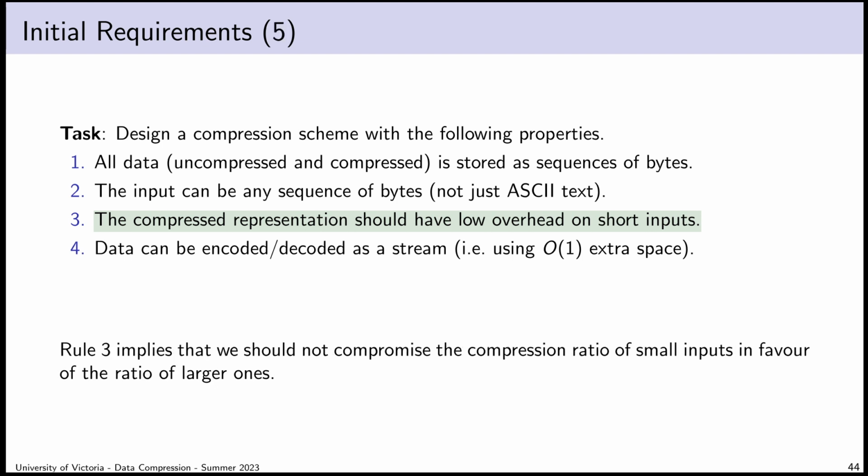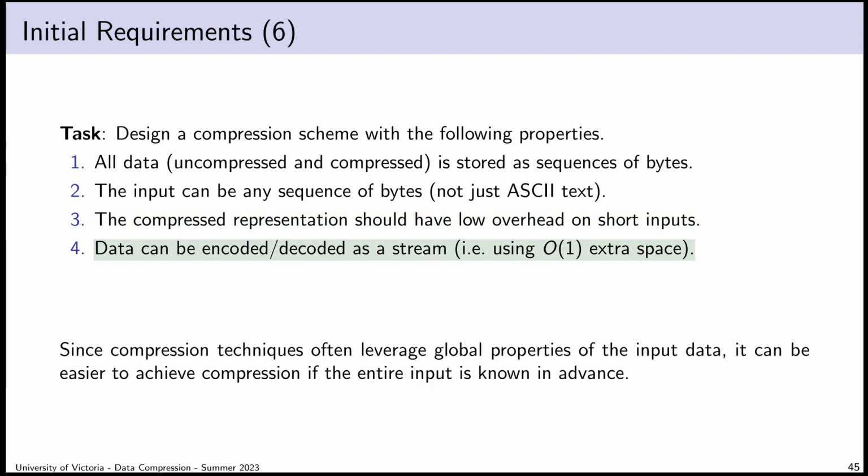So what we're saying here ultimately is, for this particular application, I don't want to compromise the compression ratio of small inputs just because I can get better compression on larger ones. I want it to ramp up sort of evenly. I want inputs of all sizes to get decent compression, as opposed to short inputs getting bad compression and long inputs getting good compression.